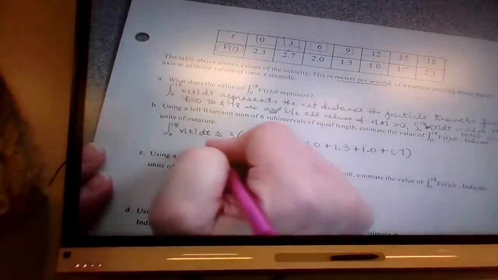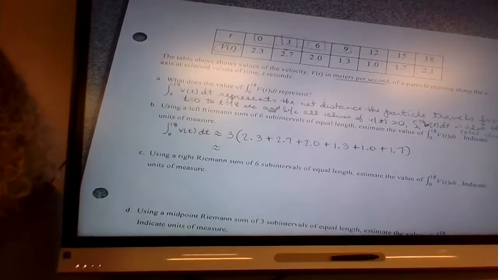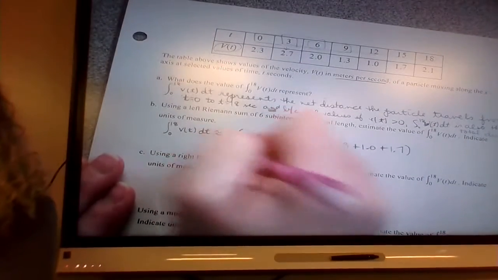So that would be about, hold up, 33 meters.